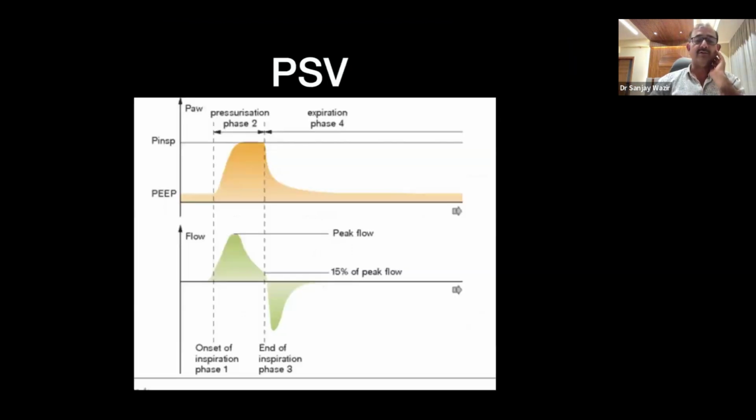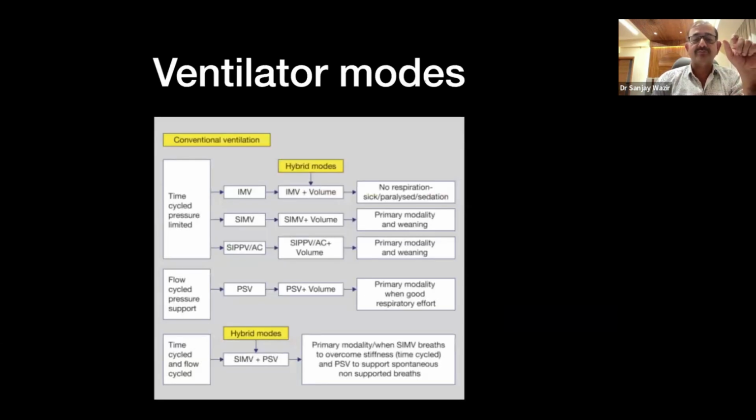So this is a child who's breathing, and the cycling happens when the flow falls to 15% of the peak flow. Some ventilators give you a chance to move somewhere between 5 to almost 25% of the peak flow, and that can determine the cycling. Looking at the flow graphs, which will be covered in one of the further lectures, you can set the right optimum point of the peak flow where the cycling has to be done.